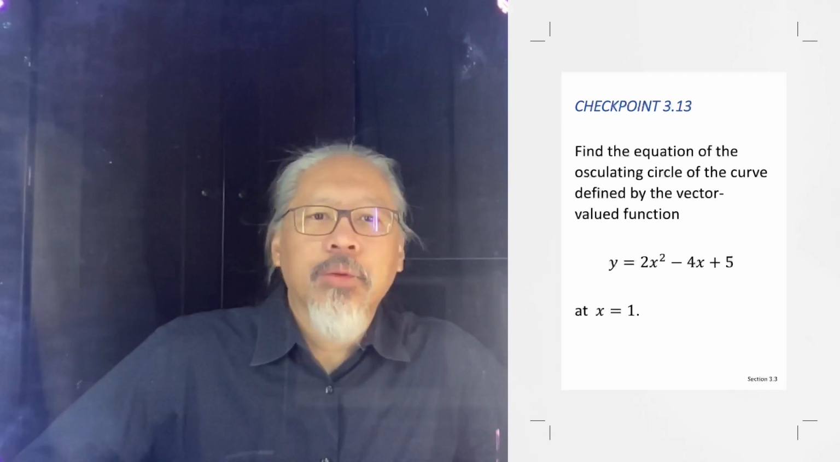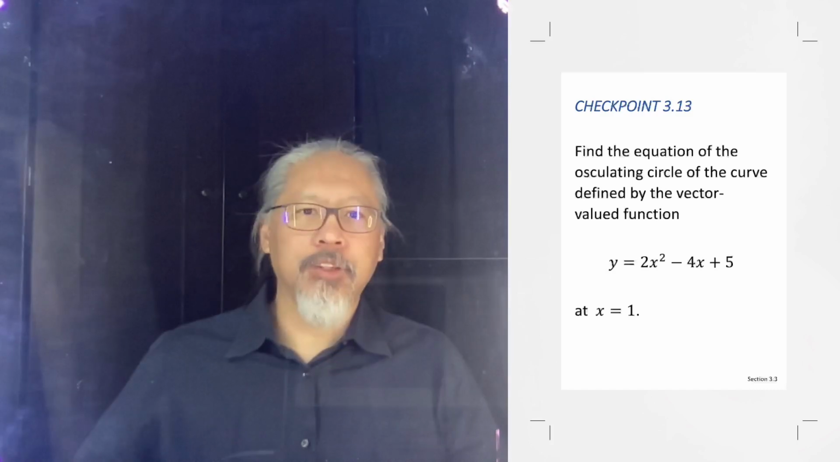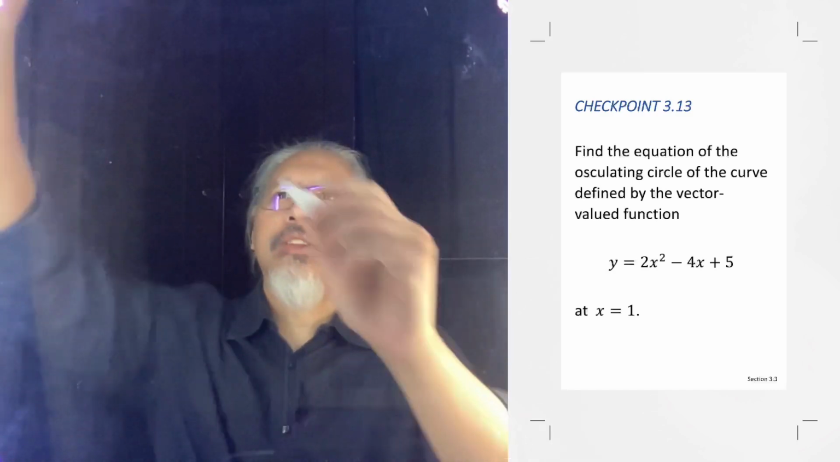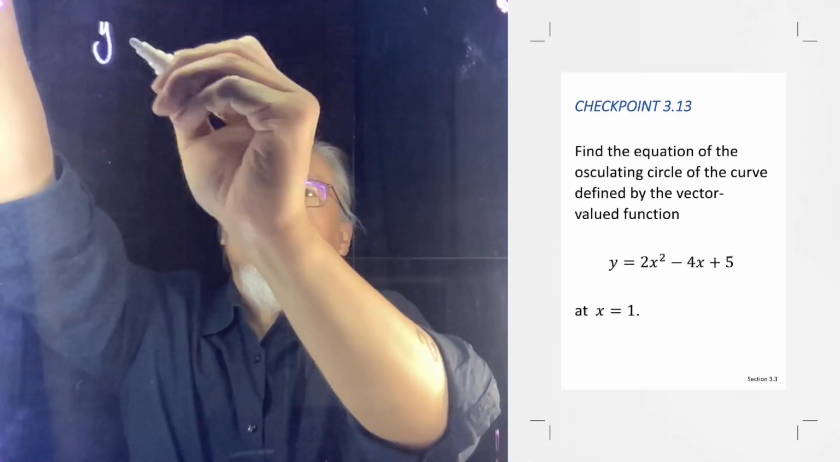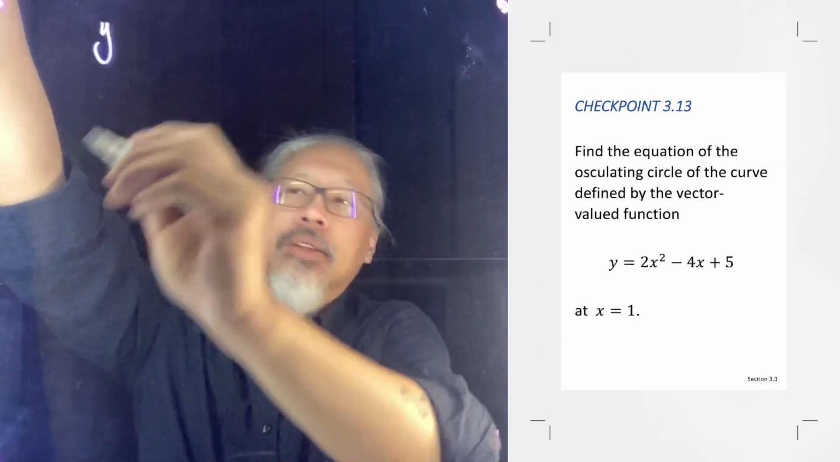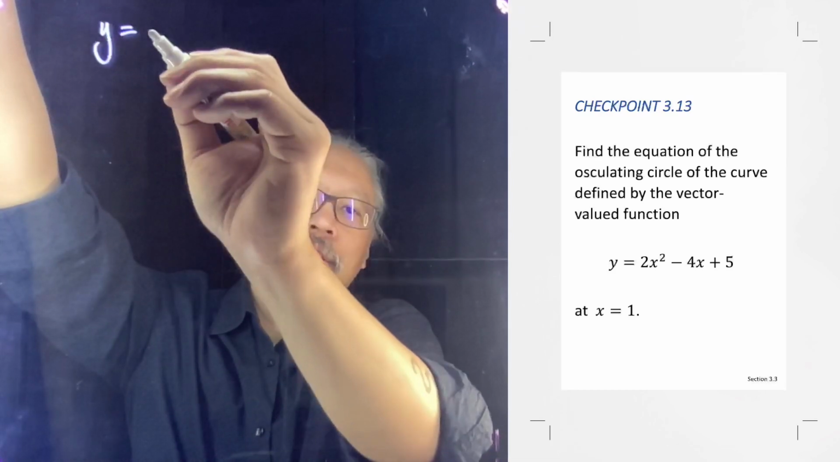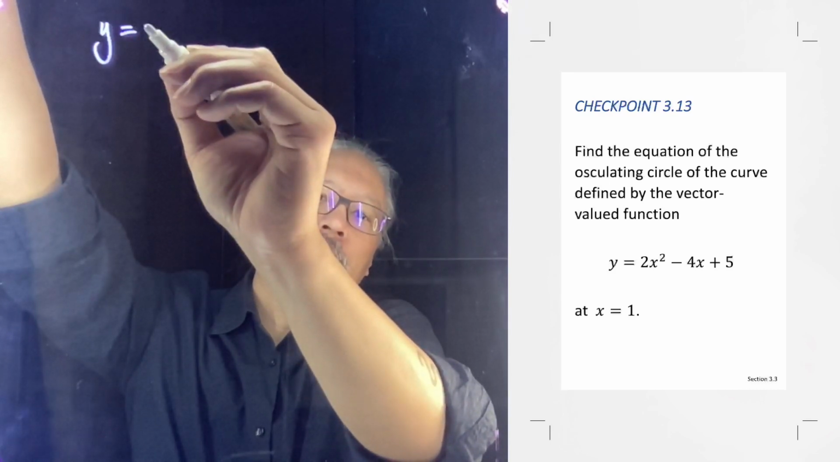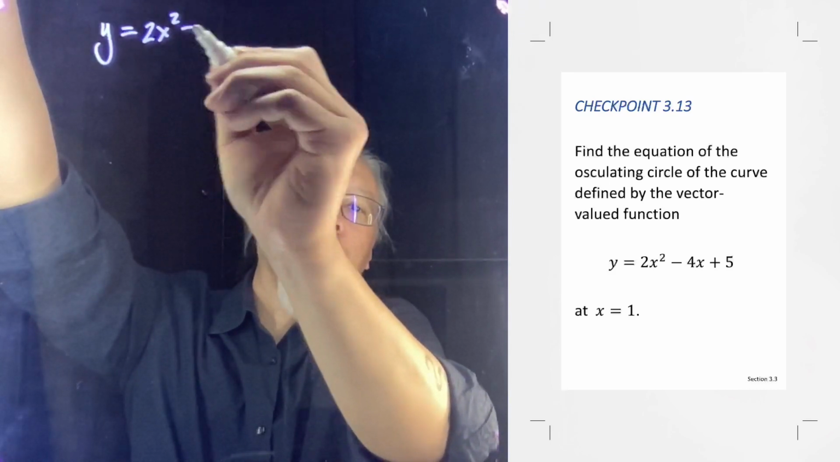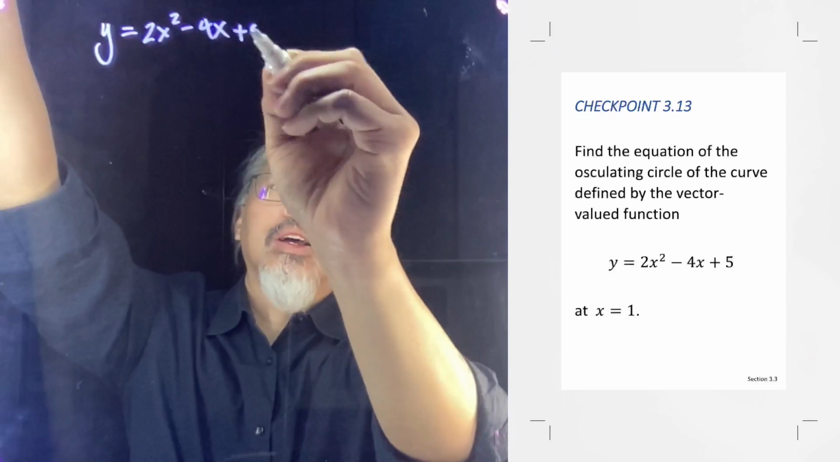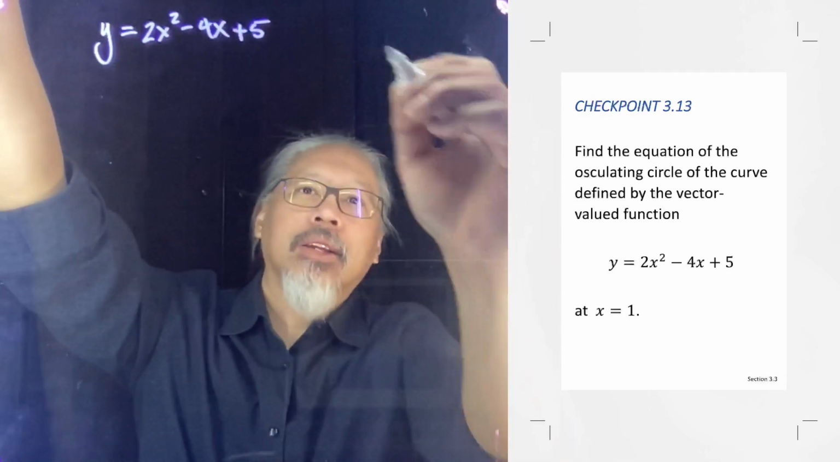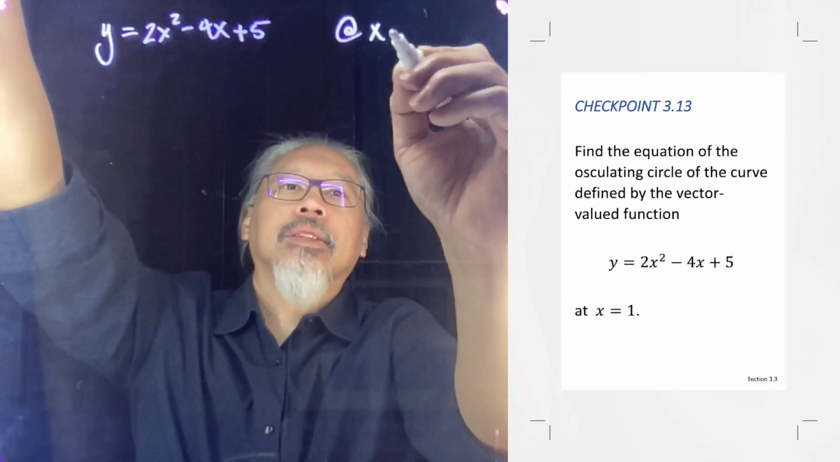They want us to find the equation of the osculating circle of the curve defined by, it says vector valued function, but this looks like a regular function. So let's say that the instructions might be a little bit incorrect there and just talking about a regular function. The function is y is equal to 2x squared minus 4x plus 5. And they want us to find the osculating circle at x is equal to 1.